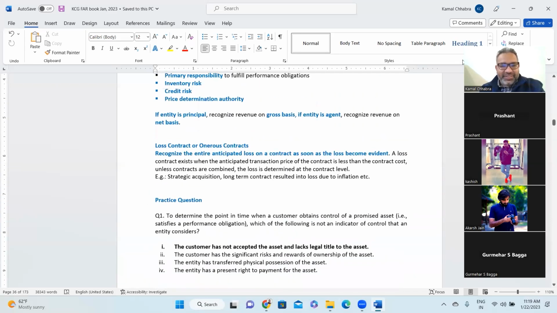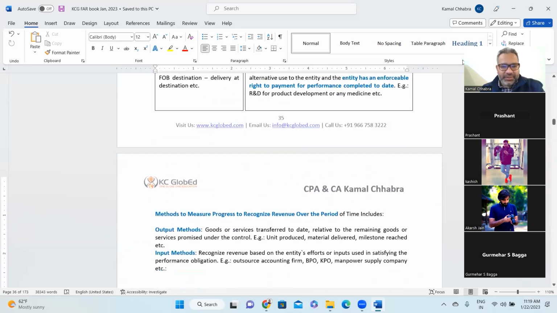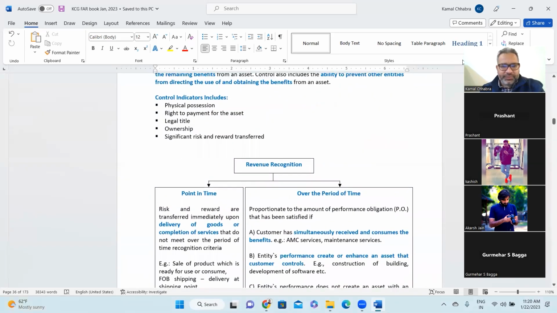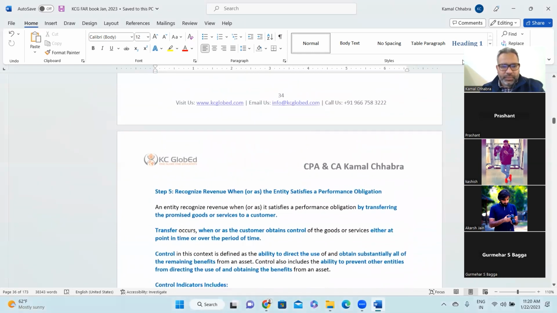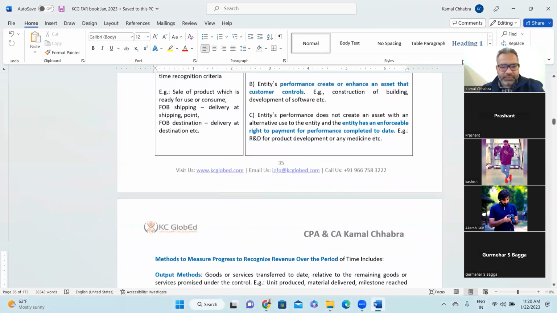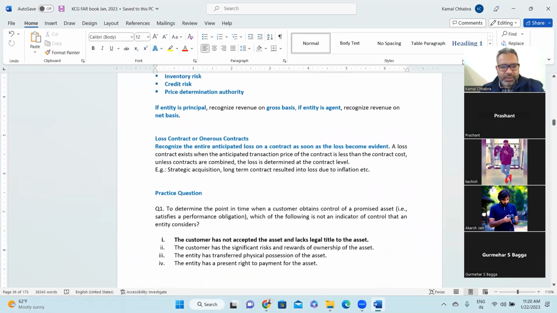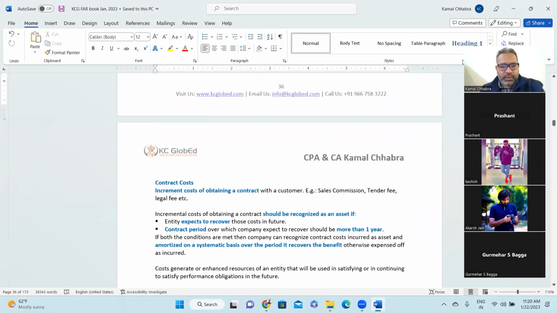Cool. Okay. So if you see, step 5, revenue recognition is done, principal agent is done, loss contract is done.